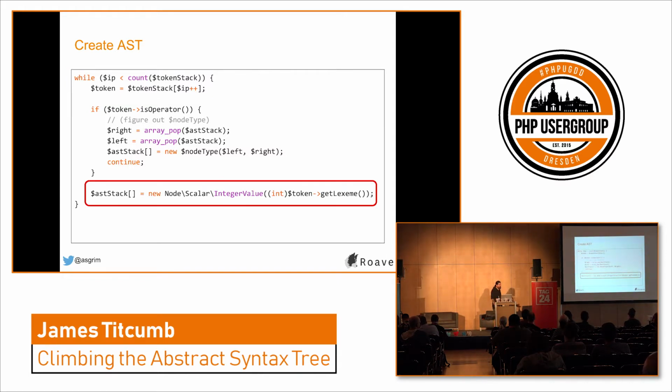If it's a value, and we only have one kind of value, it's an integer, it's always positive, and there's no decimals, so that's easy. There's only one kind of value, an integer. So we create this node. Again, the node can be an array. I've decided to use objects. It can be any kind of data structure you like.